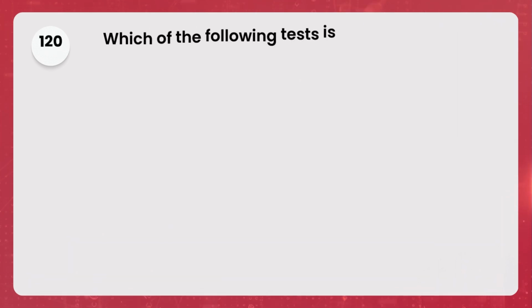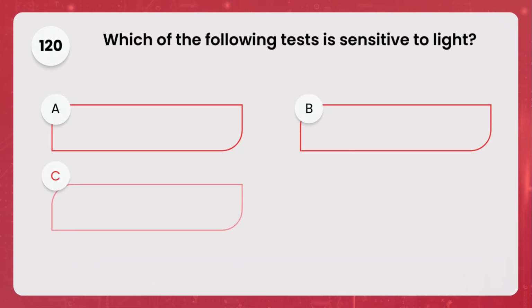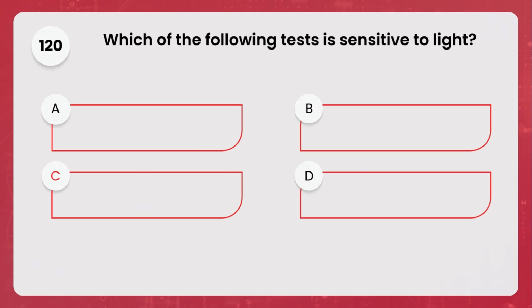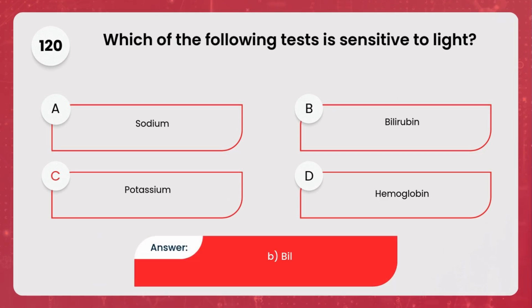Number 120. Which of the following tests is sensitive to light? A. Sodium. B. Bilirubin. C. Potassium. Or D. Hemoglobin. The answer is B. Bilirubin.